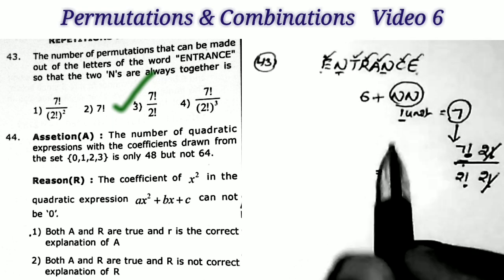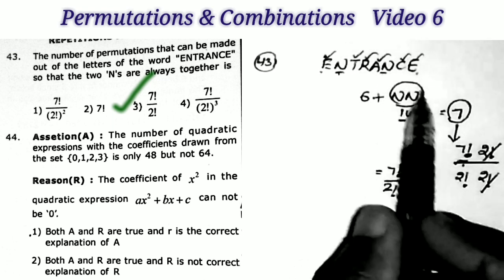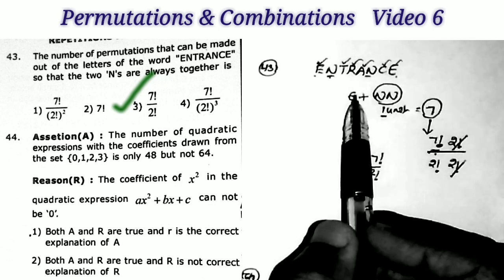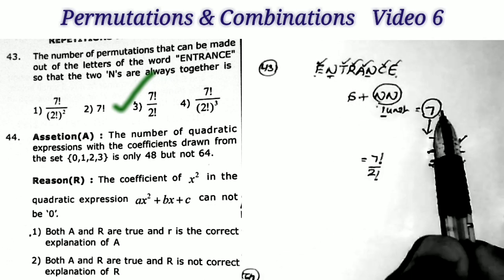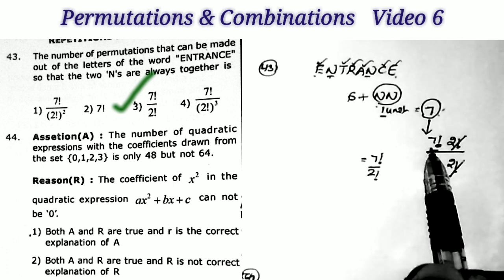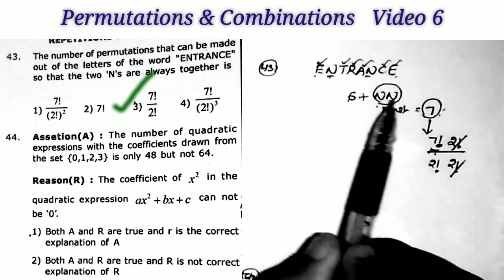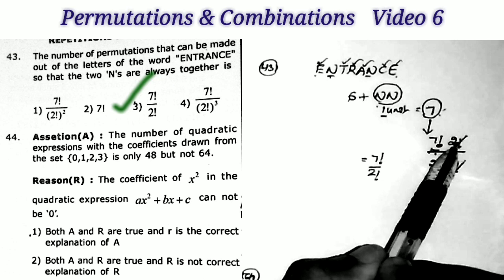Understand? First, we treat the two ends as one unit. Remaining letters is equal to 6 and this 6 plus 1 is equal to total 7. Now, we can arrange the 7 letters in 7 factorial ways. And the two ends can be rearranged in 2 factorial.